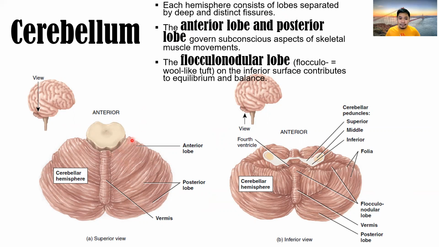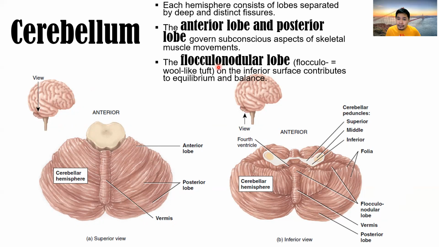The anterior lobe and posterior lobe govern subconscious aspects of skeletal muscle movements. So they have a contribution to how we move, okay, with the skeletal muscles. And later on, we will know that the cerebellum greatly has an impact on fine movements and balance.